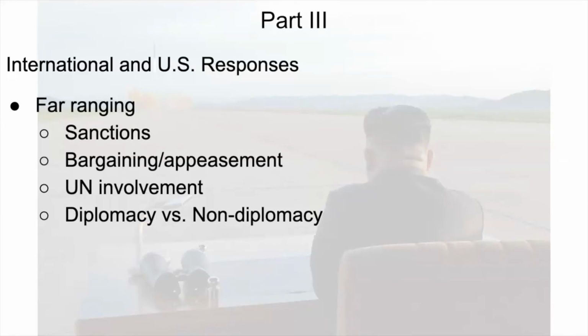Some of those responses have been economic sanctions. There's been bargaining, which in the end has led to appeasement. The United Nations has been involved. They've also put sanctions on. Most of the time, those have not gone over well because of the UN's struggle to enforce any type of sanctions. Sometimes other countries are actively engaging in diplomacy with North Korea. Then there are times that countries are not.